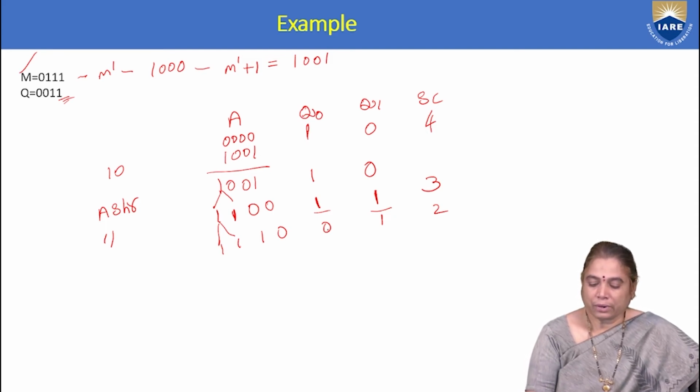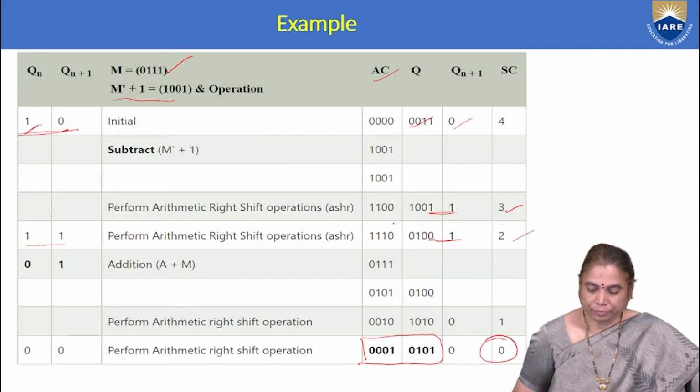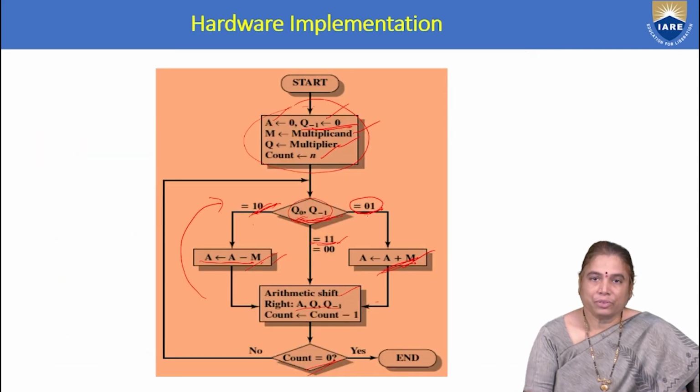Next we have to consider the Q0 and Q1 combination 0 1. In the case of 0 1, the addition operation on A and M can be performed. Later on, the arithmetic shift right operation is performed and the counter value is decremented by 1.